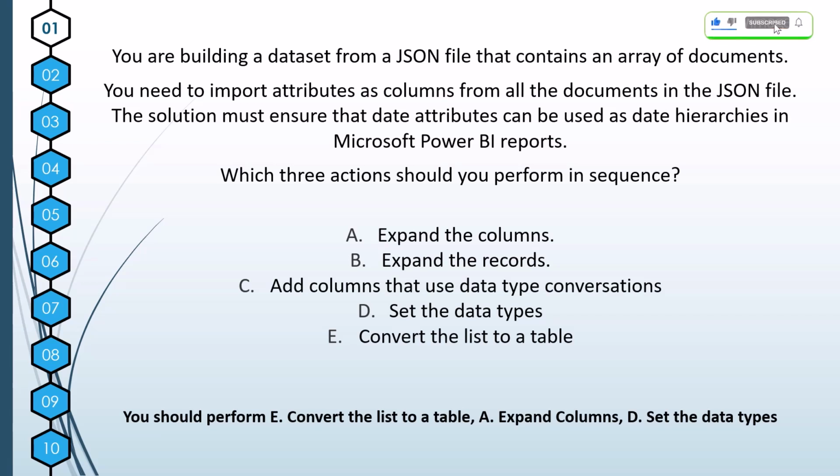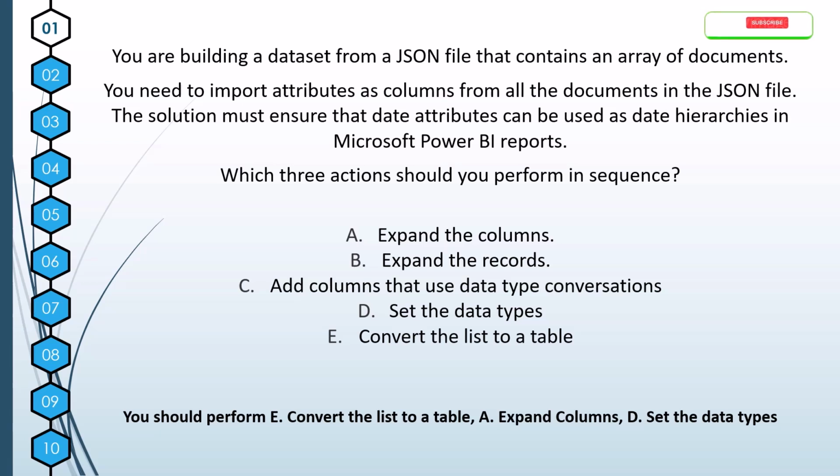You are building a dataset from a JSON file that contains an array of documents. You need to import attributes as columns from all the documents in the JSON file. The solution must ensure that data attributes can be used as data hierarchies in Microsoft Power BI reports. Which three actions should you perform in sequence?